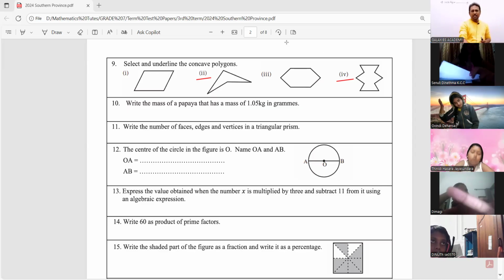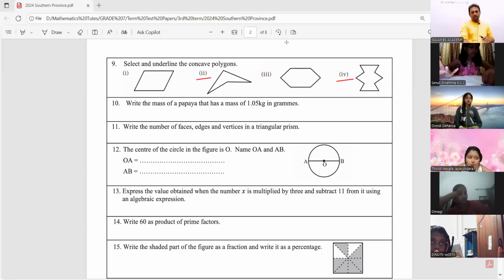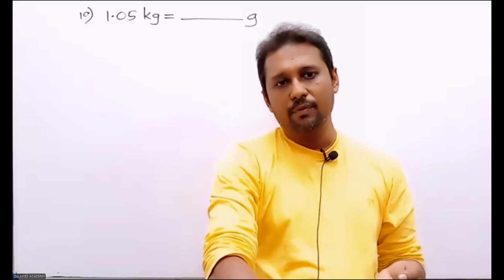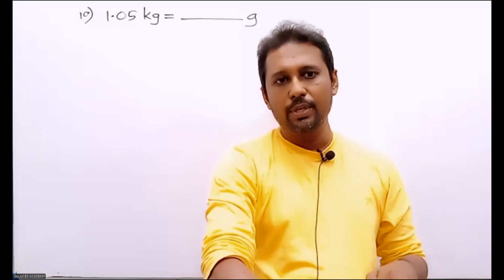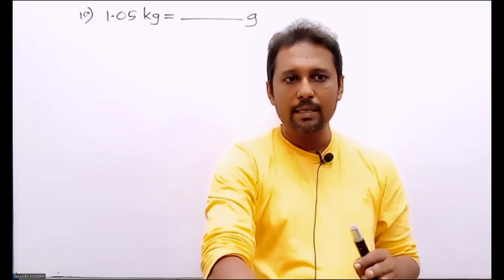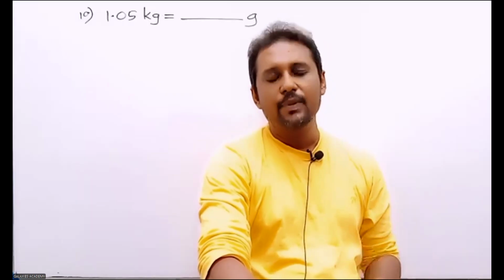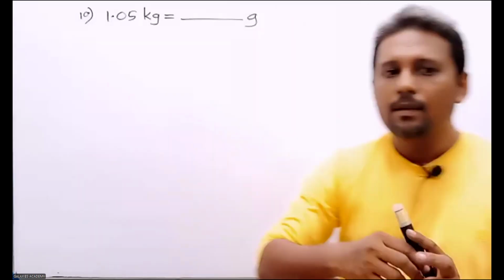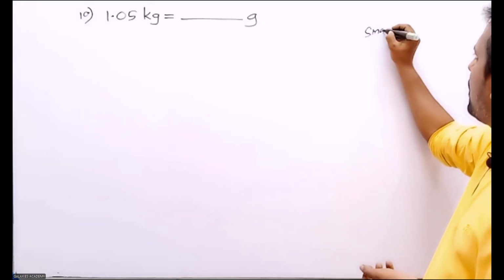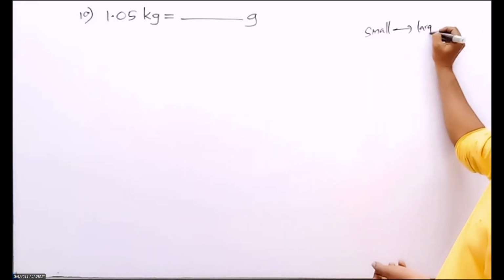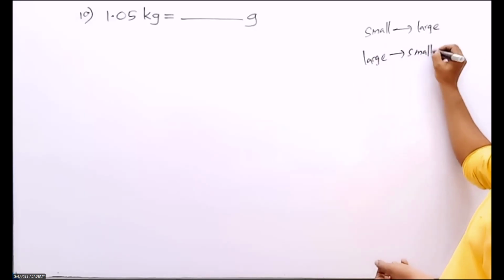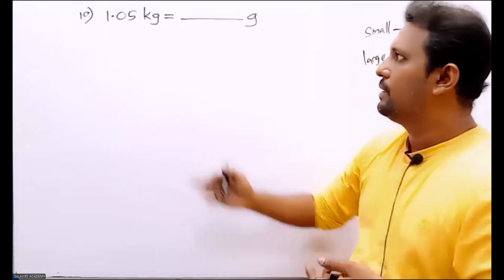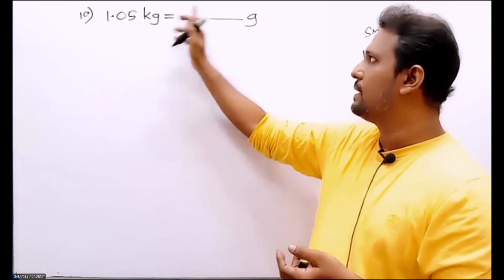Right. Now, I think I told you, if you want to convert a small unit into a large unit, what you have to do? If you want to convert a large unit into a small unit, what you have to do? Any unit relation lessons, you can apply this theory. Small unit, large unit mean what? You have to convert this one kilogram into grams, no?